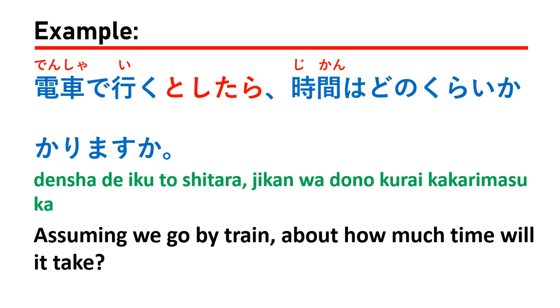In this sentence, we see that they also use the verb with the grammar to shitara. In this case, they use the verb iku. Iku means go, right? Go someplace. And after iku, they follow by to shitara, which means assuming or if, right? 電車で行くとしたら means that assuming we go by train, or if we go by train. Just the same meaning. 時間はどのぐらいかかりますか? How much time will it take, right? So in this case, they use the verb in the dictionary form.